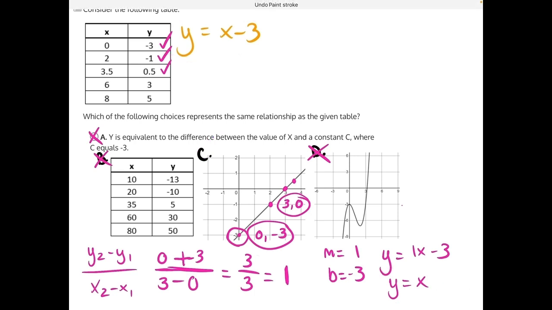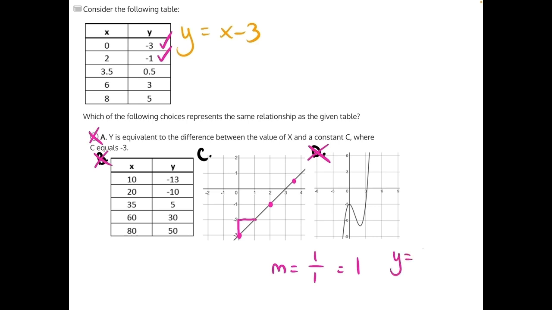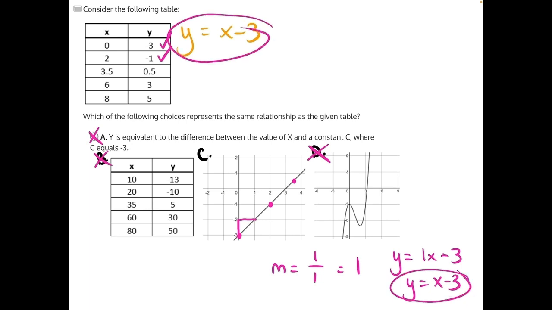The other way that you could have checked for the slope, since they already gave you the y-intercept, is by counting your rise over run. So we could have started at a point and counted up 1 rise, 1 run, to see that our slope is 1 over 1, or just 1. And then you still would have come to the same conclusion, y is equal to mx plus b, minus 3. And you would have gotten x minus 3, seen that they're the same, and still been able to mark answer choice C as your correct answer.